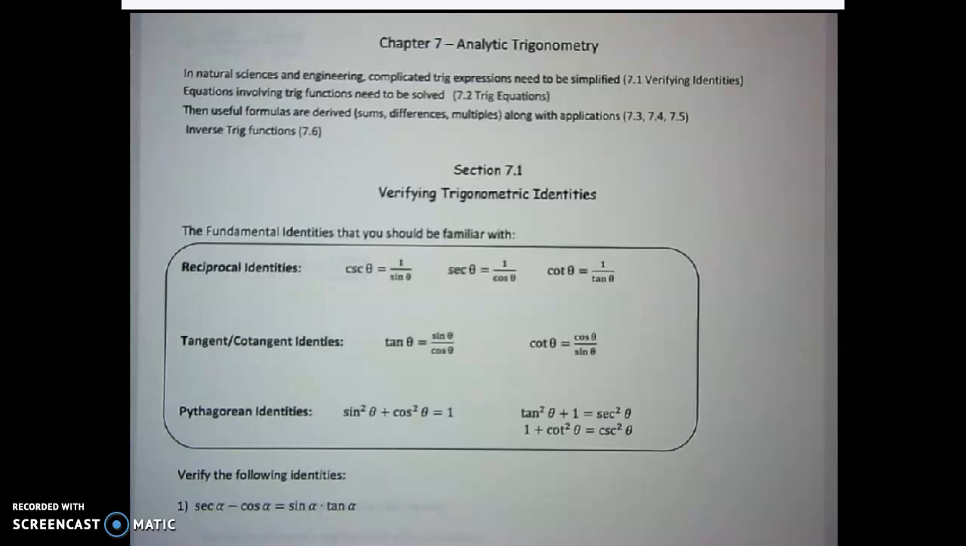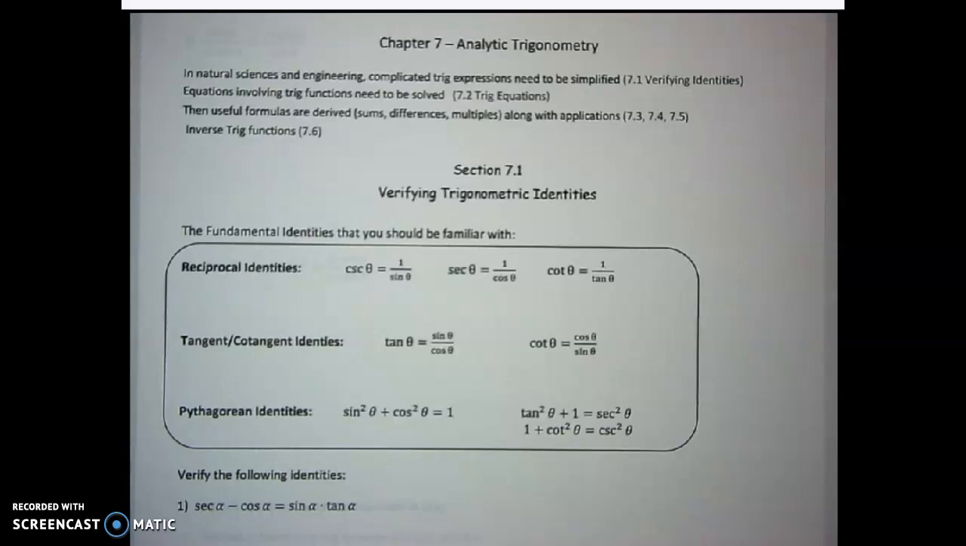Chapter 7 is Analytic Trigonometry. This is a chapter where we put to use all the identities, or all the relationships, I should say, that we learned in Chapter 6. To give you a rundown of the chapter, in natural sciences and engineering, complicated trig expressions need to be simplified. So in section 7.1, we're verifying identities.